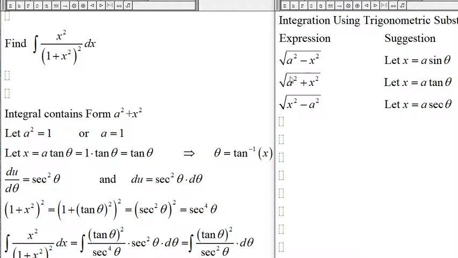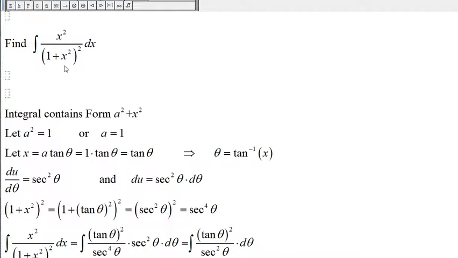So even though it has x squared here, but we have just square here, the suggestion is still valid. And so we will let a squared be 1, or a will be 1. And then from the suggestion, we will let x be a times tangent of theta. But a is 1, so we get 1 times tangent of theta, which is tangent of theta. So x is equal to tangent of theta, which means theta is tangent inverse of x.